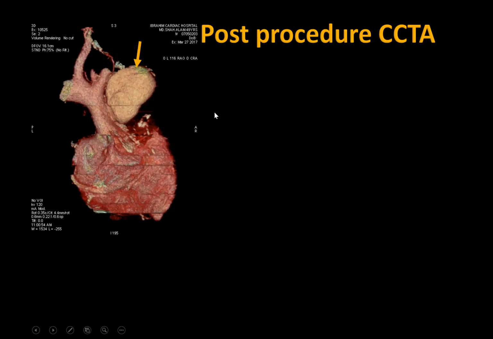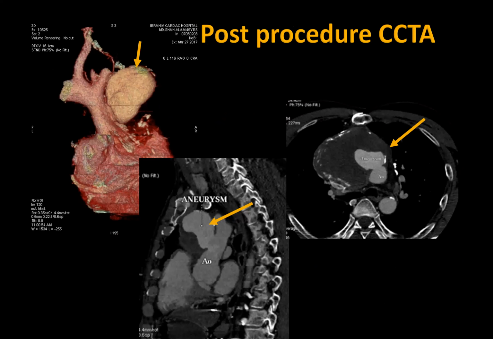Here is another post-CABG patient with chest pain, asked for a CT coronary angiogram to find an occluded graft. But what you see here, there's a large aneurysm with thick mural thrombus adjacent to the ascending aorta, and definitely there's a connection between the ascending aorta and the blood collection. And this is possibly iatrogenic, and this was the cause of the chest pain.